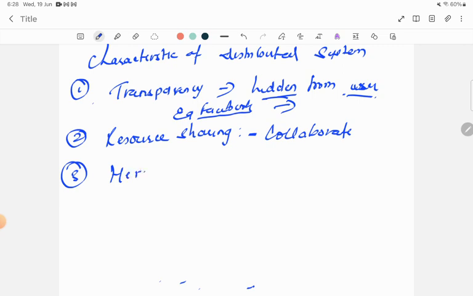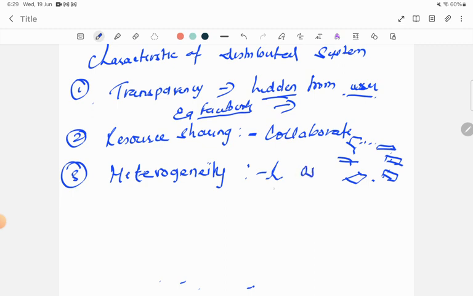The third characteristic is heterogeneity. As there are millions of systems working together and they are geographically dispersed, is it possible that all these systems will have the same features? No. So heterogeneity means these systems can have different hardware, different software, different OS, different configurations. This characteristic is called heterogeneity.